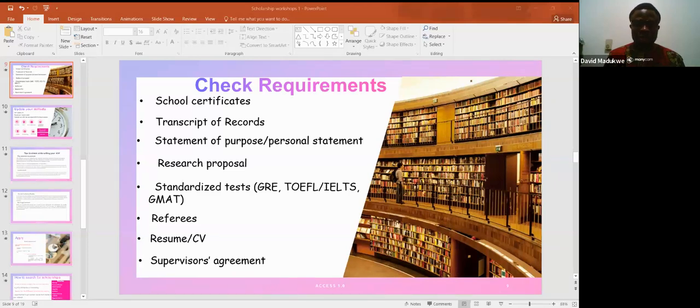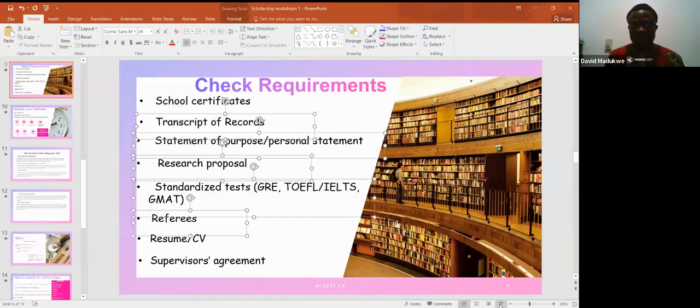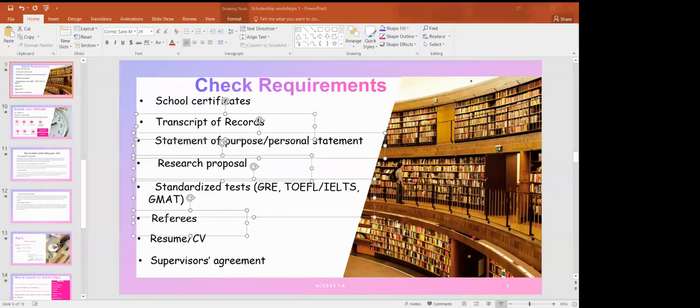So I was sharing my screen. Let me continue. Can you still see my slide? Yes, I can see it.